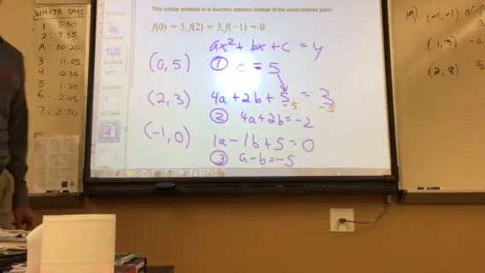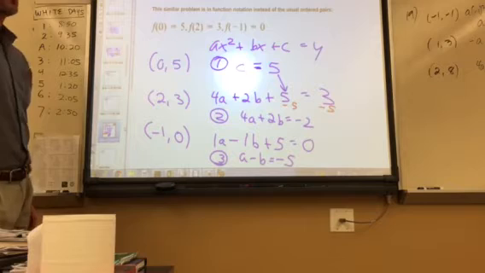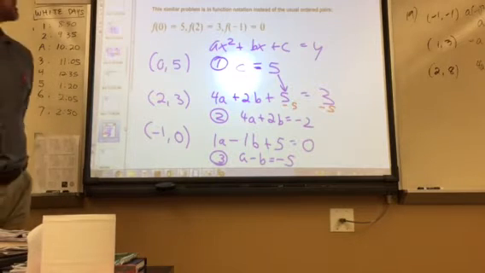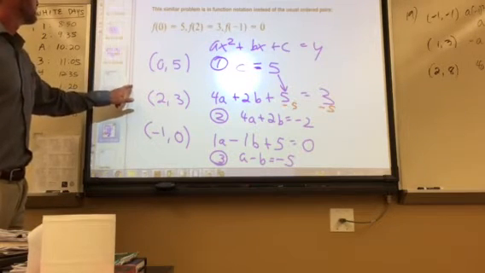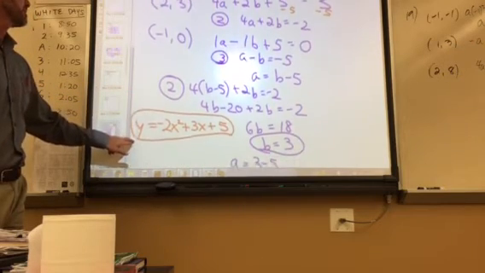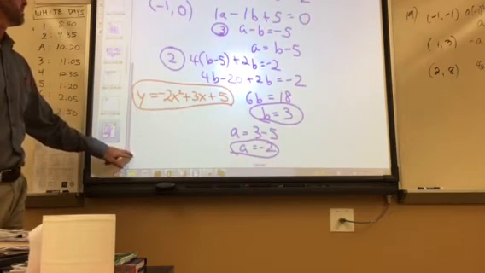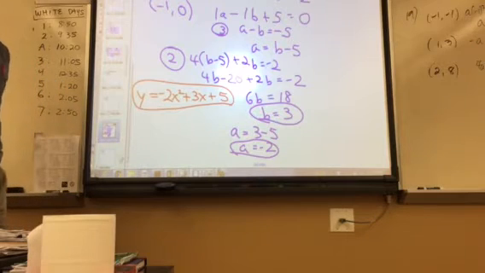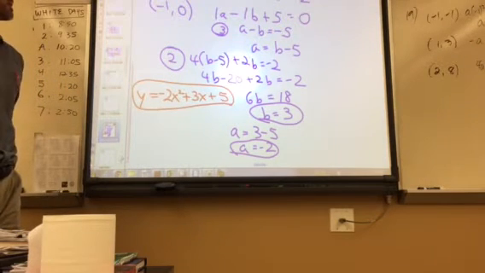Again, study the smartboard notes for more on that. Our final equation to that problem, -2x squared plus 3x plus 5.